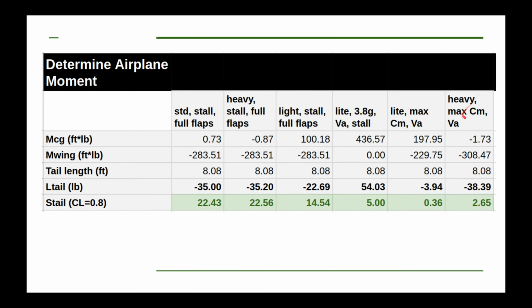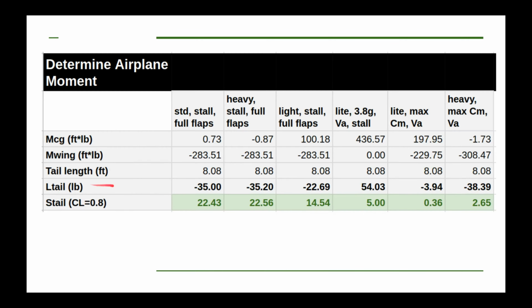And then we're also going to do another one where we're at maximum coefficient of moment on the wing, but we're heavy pilot at our maneuvering speed. This collection of flight conditions should capture the larger moments that our tail has to counter. And one of those should be the condition that requires the largest surface for our horizontal tail.